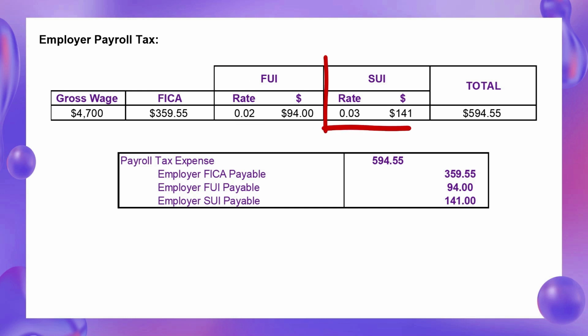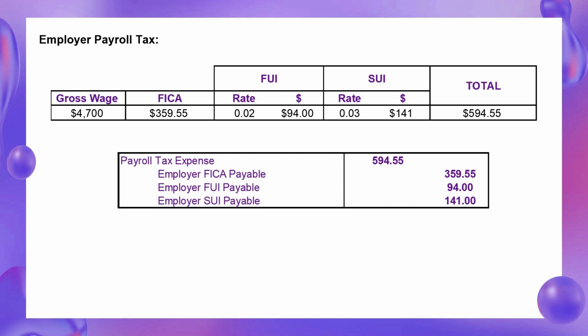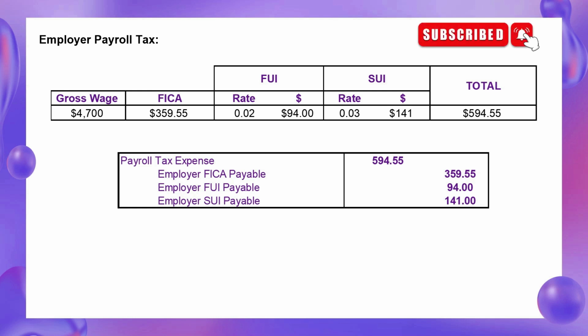The entry to record the employer's payroll tax expense, the cost for the privilege of being an employer, is to debit the expense, payroll tax expense or employer payroll tax expense, for the full amount of the FICA, FUI, and SUI, or in this particular case, $594.55. Again, the credit would be to cash if we were paying it now, but we're not.